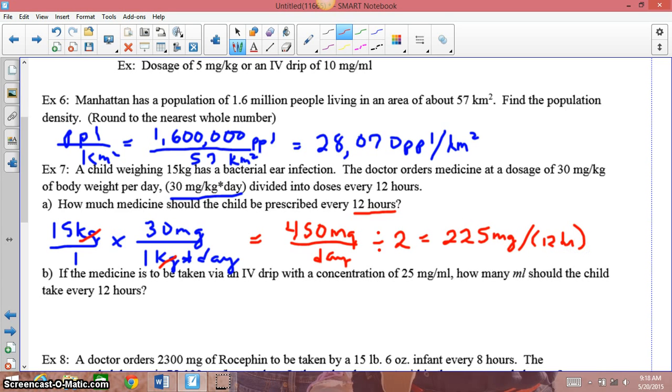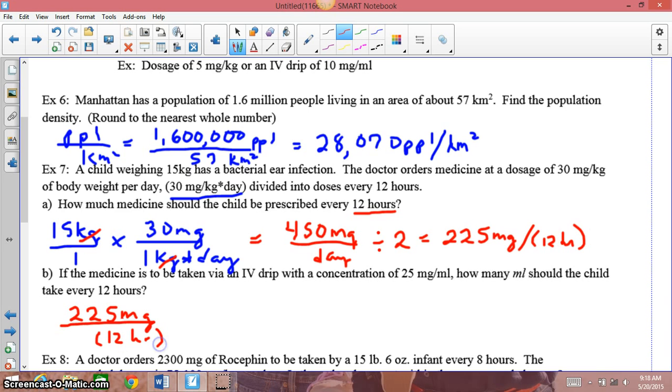Okay. In part B, it says, well, if this medicine is to be taken by an IV drip with a concentration of 25 milligrams per milliliter, we want to know, well, how many milliliters should the child take every 12 hours? Well, you know how many milligrams they should get every 12 hours from our previous answer, 225 milligrams every 12 hours.